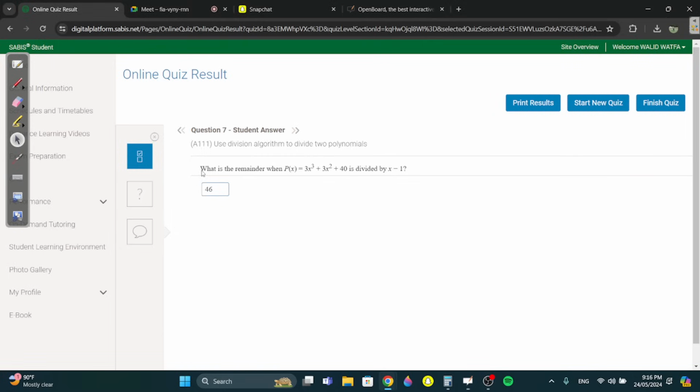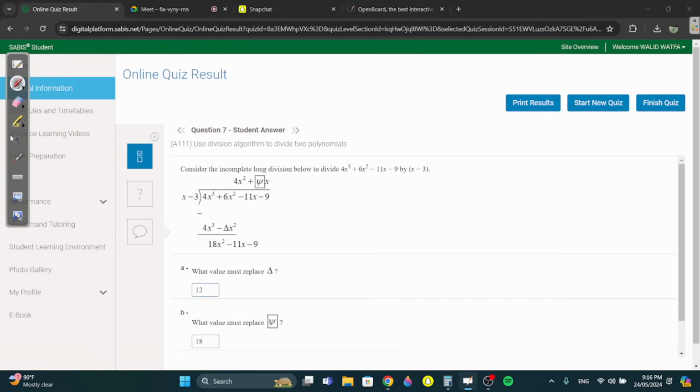Question 7. Here they're saying there's an incomplete long division to divide 4x cubed plus 6x squared minus 11x minus 9 by x minus 3. So we just have to continue it, right? They actually gave us a lot here. They gave us the first division, 4x cubed divided by x, and they gave us 4x squared. Then they multiplied x times 4x squared and got 4x cubed.